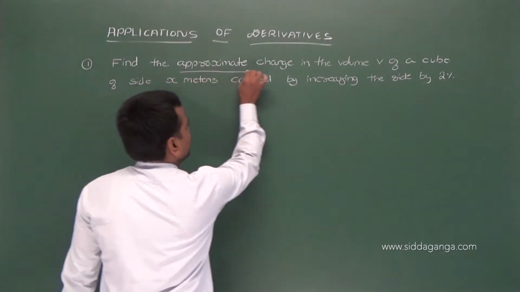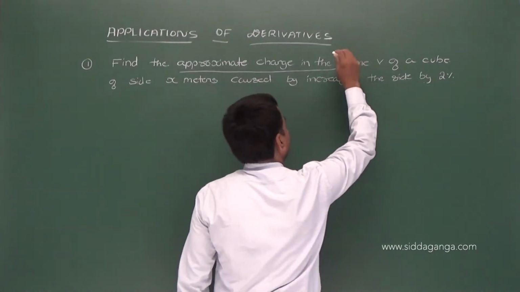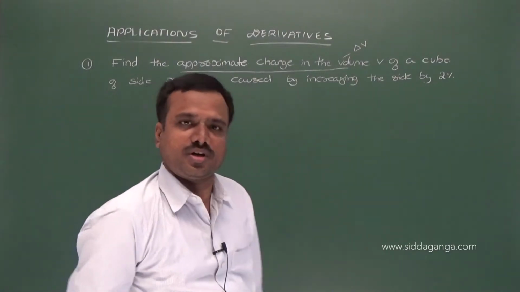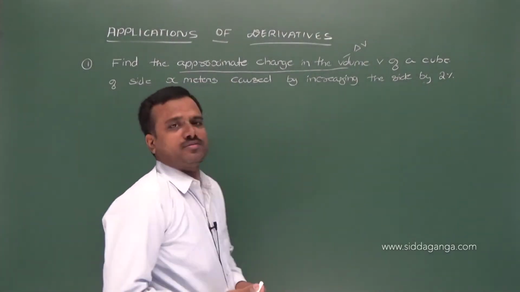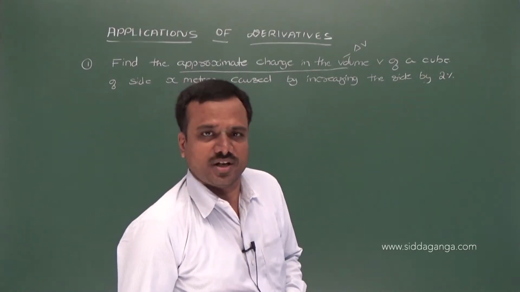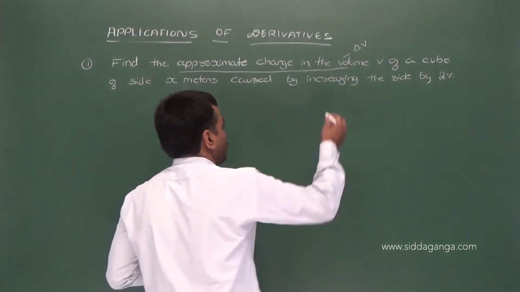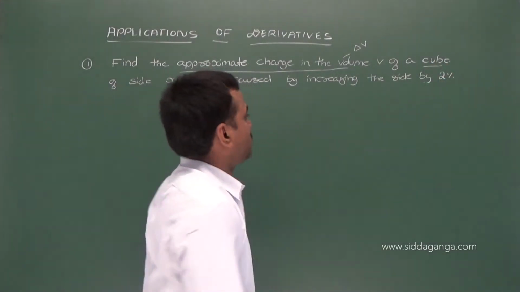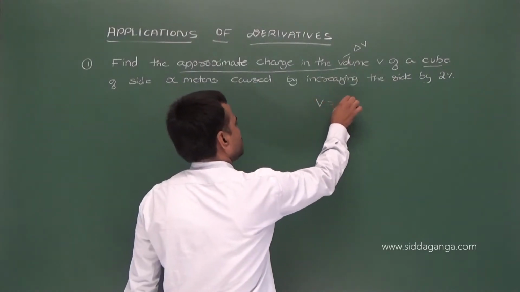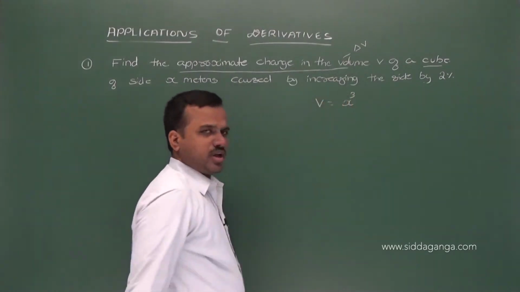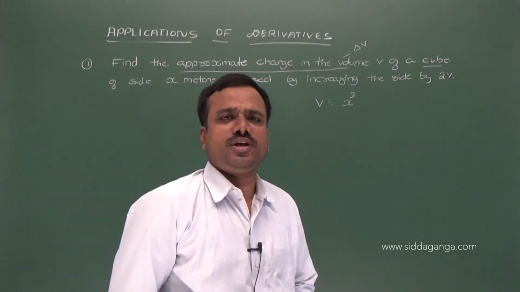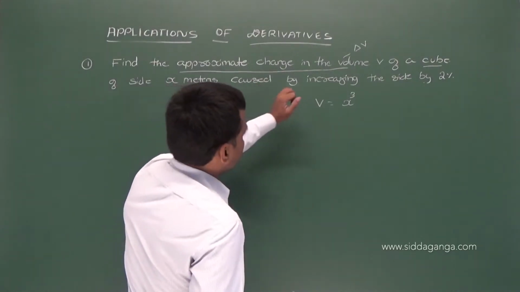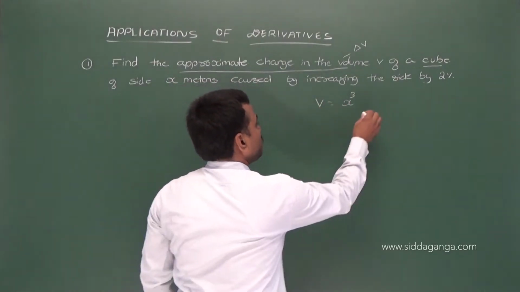The approximate change in volume, that small increment in volume, I represent as delta V. Correct? Volume of a cube, you know, V is equal to x cube, where x is the variable edge of the cube. What has been given as the side? x meter, caused by increasing the side by 2%.